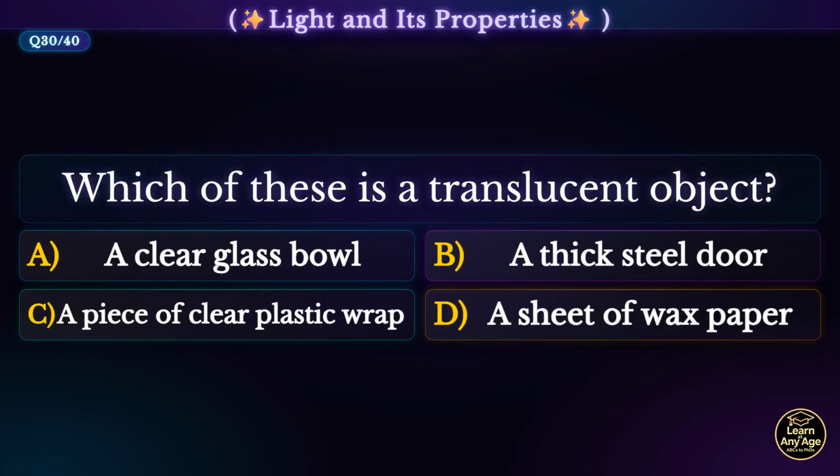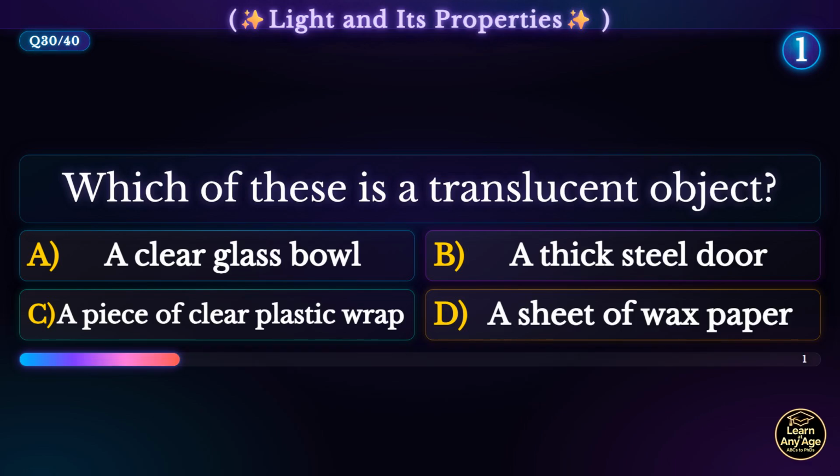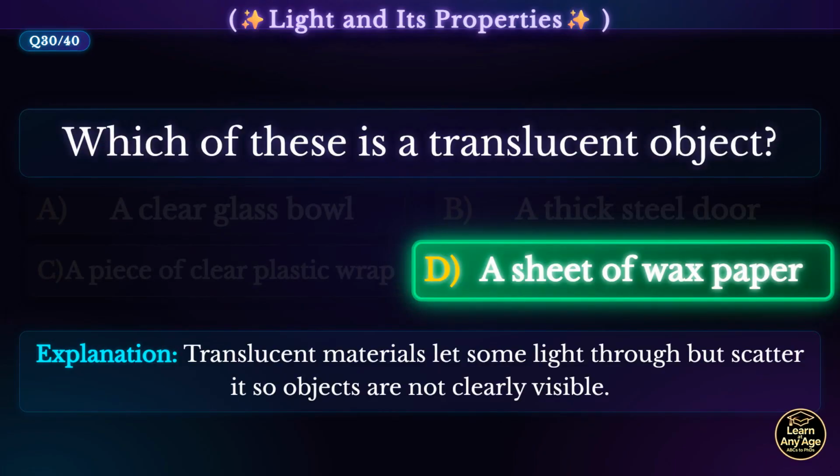Which of these is a translucent object? A clear glass bowl. A thick steel door. A piece of clear plastic wrap. A sheet of wax paper. A sheet of wax paper. Translucent materials let some light through but scatter it so objects are not clearly visible.